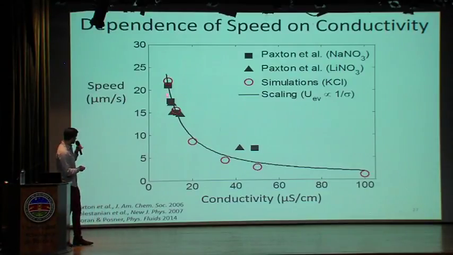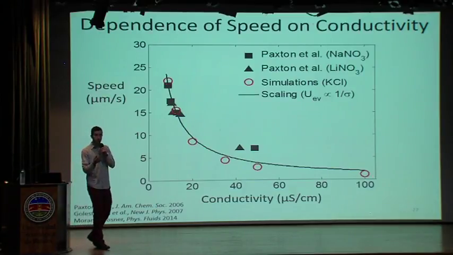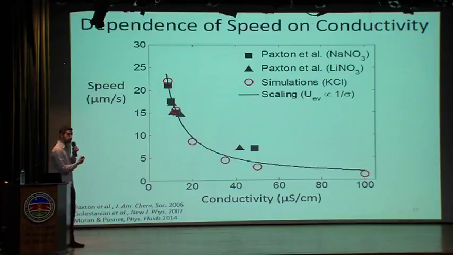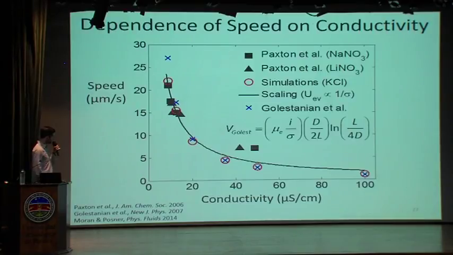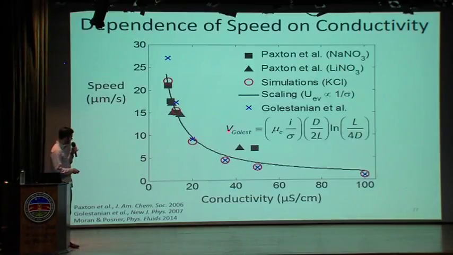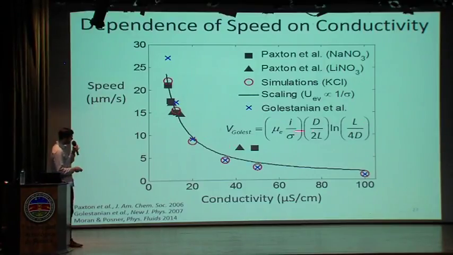Now with the simulations, we're able to predict that speed as well. We can actually show in the simulations that the rods also slow down. So again, we see fairly good agreement between experiments and simulations. But we also see good agreement with an analytical formula provided by Golestani and co-workers. And that formula is shown right here.